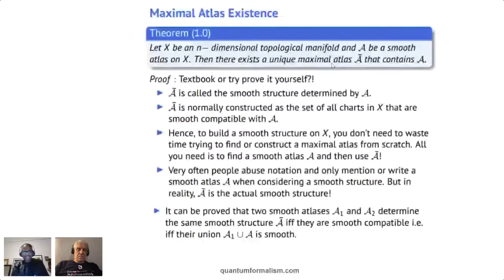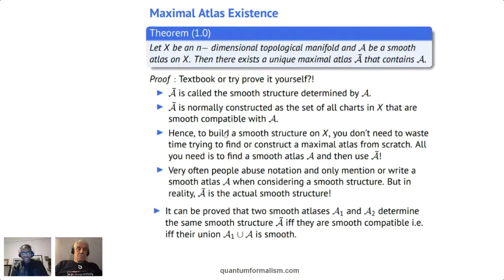Okay, so this A bar is called the smooth structure determined by the smooth atlas A. The way this is already hinting, in case you wanted to prove this, is that A bar is normally constructed as the set of all charts in X that are smooth compatible with A. If you define this set, you will see that this is a smooth atlas. This is a handy building block for the proof.